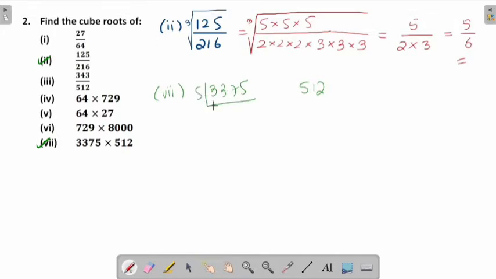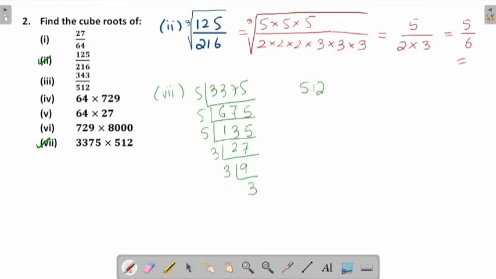Start with 5. So 5 6s are 30, so 3 goes over there. 3 5 7s are 35, so 2 goes over there. 5 5s are 25. Now again with 5, 5 1s are 5, 1 goes over there. 5 3s are 15, 2 goes over there. 5 5s are 25. So again with 5, 5 2s are 10. Now with 3, 3 9s are 27. Again with 3 gives you this much, right?